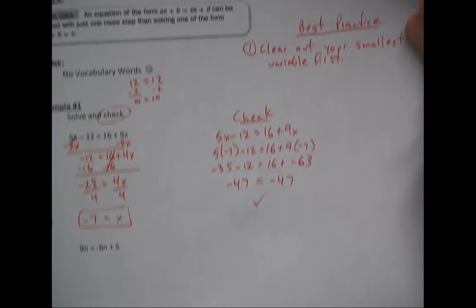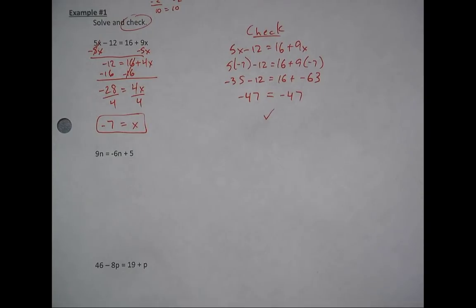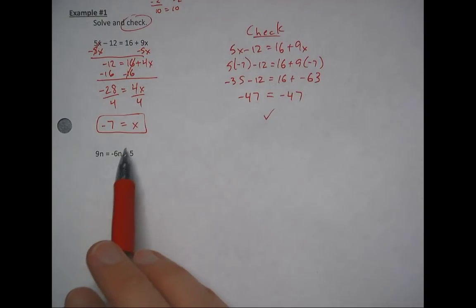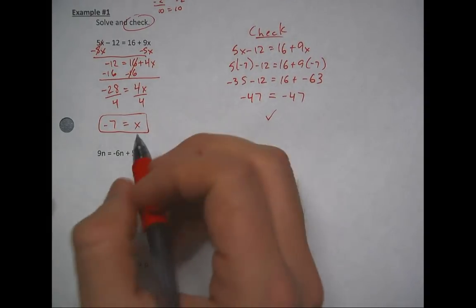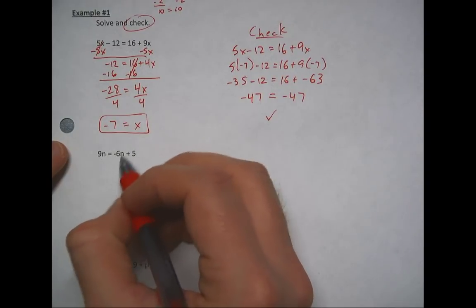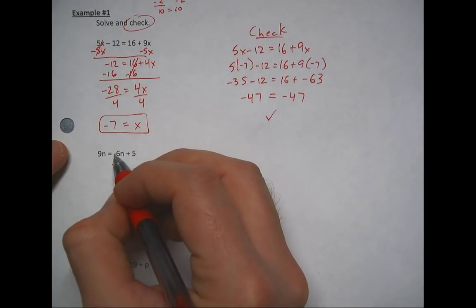So if we slide down, this next one looks like a pretty small equation. But I do still have a variable on both sides of my equal sign, and I don't want that. I just want one variable. So out of these two, what's my smaller variable? A 9 and a negative 6. Negative 6 is smaller. Now to get that to a 0, I have to add. So think about it like an opposite.